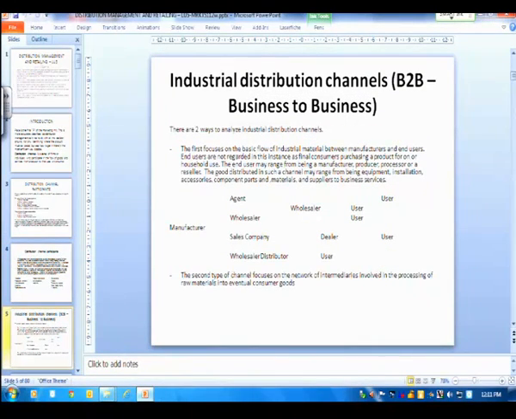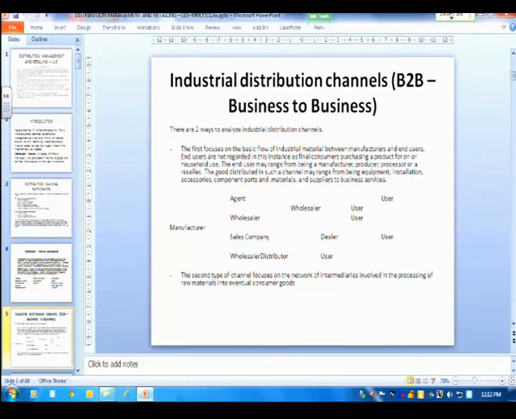Industrial distribution channels, business to business. There are two ways to analyze industrial distribution channels. The first focuses on the basic flow of industrial material between manufacturers and end users. End users are not regarded in this instance as final consumers purchasing a product for own or household use. The end user may range from being a manufacturer, a producer, a processor, or a retailer.